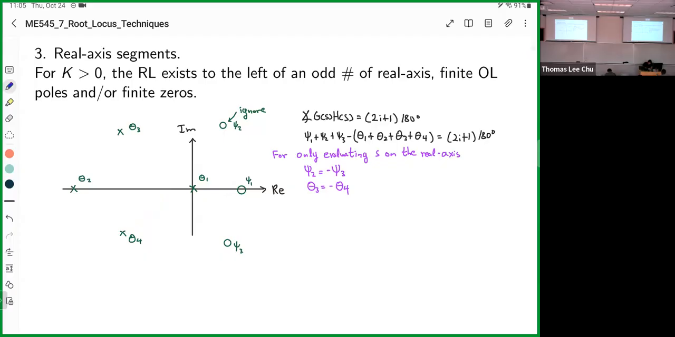So then in that case, we only need to evaluate the angles of psi 1 minus theta 1 plus theta 2, which is equal to an odd multiple, (2i plus 1), multiplied by 180 degrees.